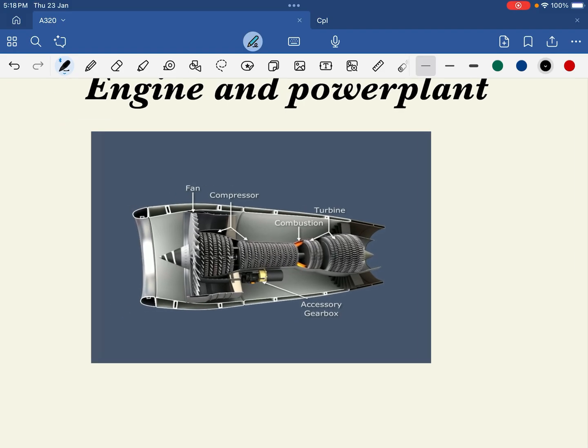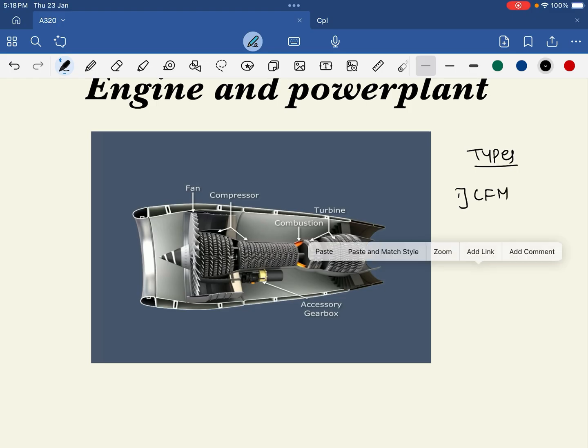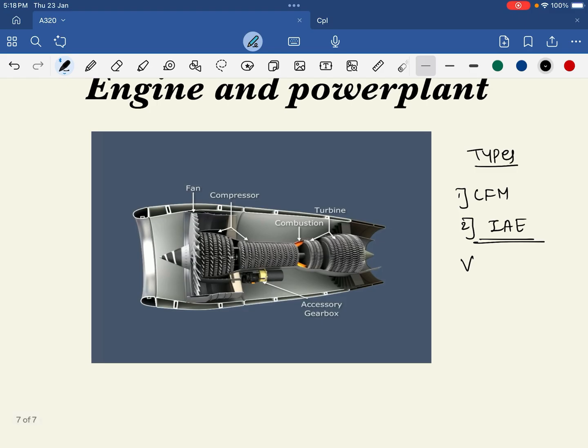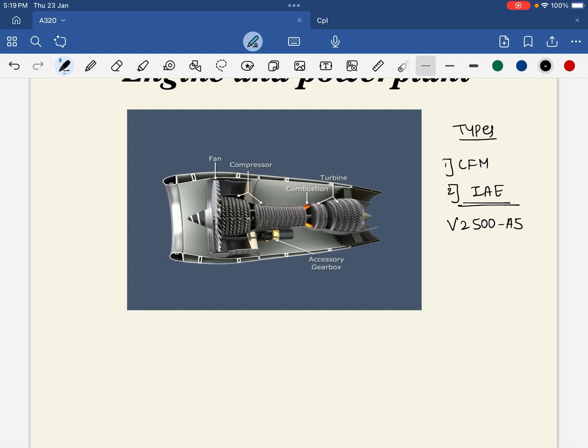So the 320 aircraft, Airbus 320, has two engines. This engine can be of two types. First can be CFM and second is IAE. During this course, we will be studying the IAE engine. IAE stands for International Aero Engine and the model is V2500 A5. This engine has a high bypass ratio and also it has a FADEC.